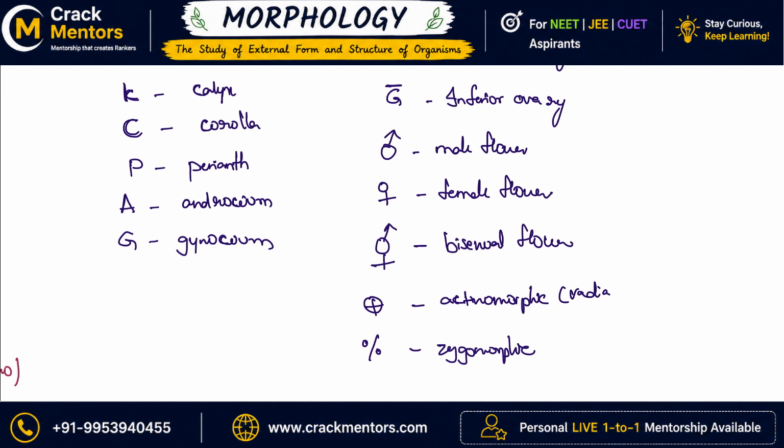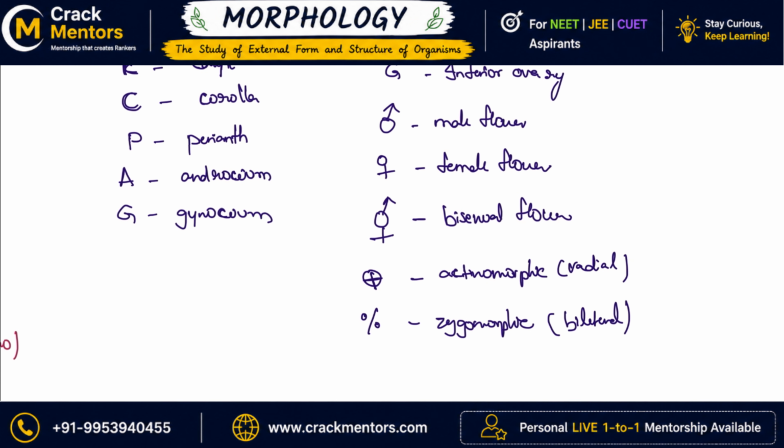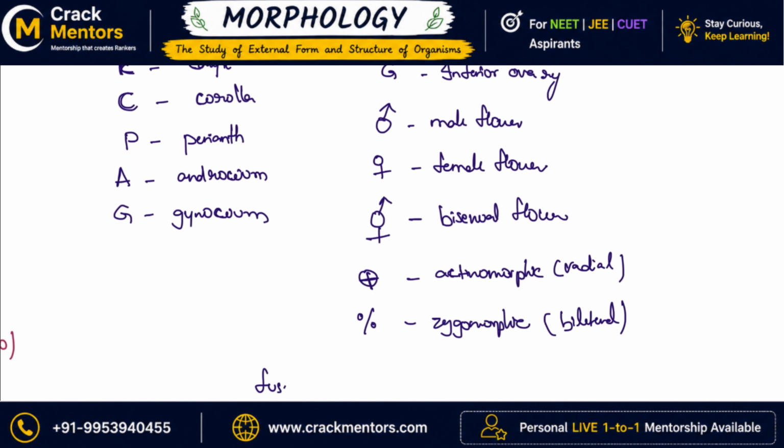Actinomorphic is the radial symmetry, so we represent it like this. Any plane passing through the central axis divides it. In the zygomorphic symmetry, it is bilateral symmetry. Only a single line through the central axis cuts it into two equal right and left halves. Another important thing is fusion. When two parts are fused, it is represented by brackets.